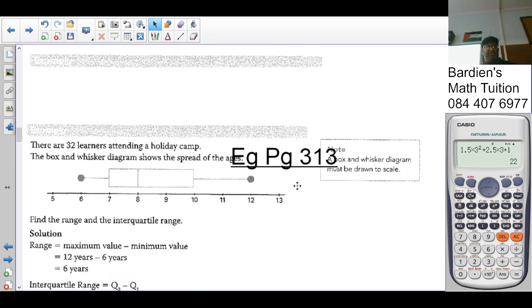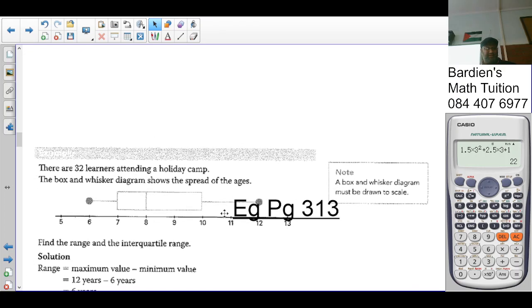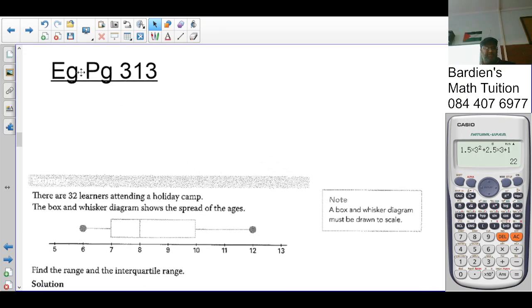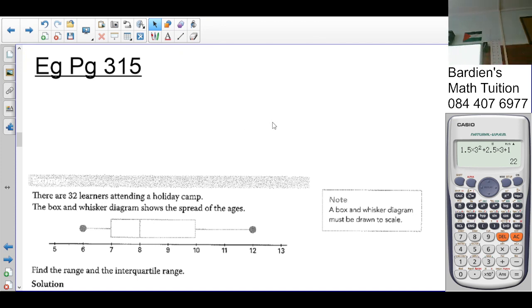So let's look at the example, and this is the example on page 113. Is that correct? Okay, it's 315. So here we are told that there are 32 learners attending a holiday camp. The box and whisker diagram shows the spread of ages. Find the range and the interquartile range. People say, what is the range? Note, the box and whisker diagram must be drawn to scale.